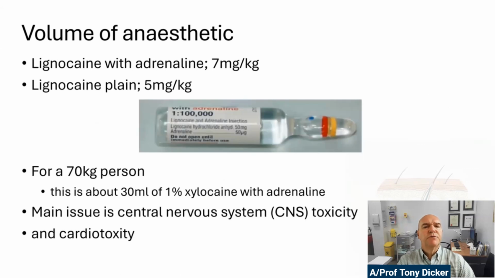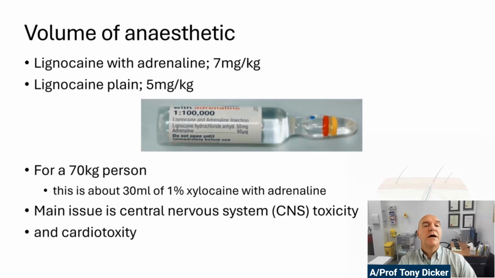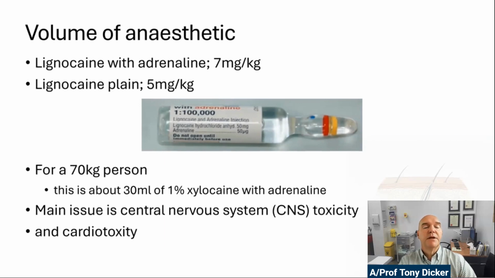In terms of doses, you can actually use a slightly higher dose when you're using adrenaline because the vasoconstriction slows absorption into the body, and therefore you can have higher doses locally without causing toxic effects. They talk about 7 milligrams per kilogram with adrenaline, 5 milligrams per kilogram without adrenaline. That roughly translates into about 30 mils of local anaesthetic for a 70 kilogram person, and that's a nice number to use.